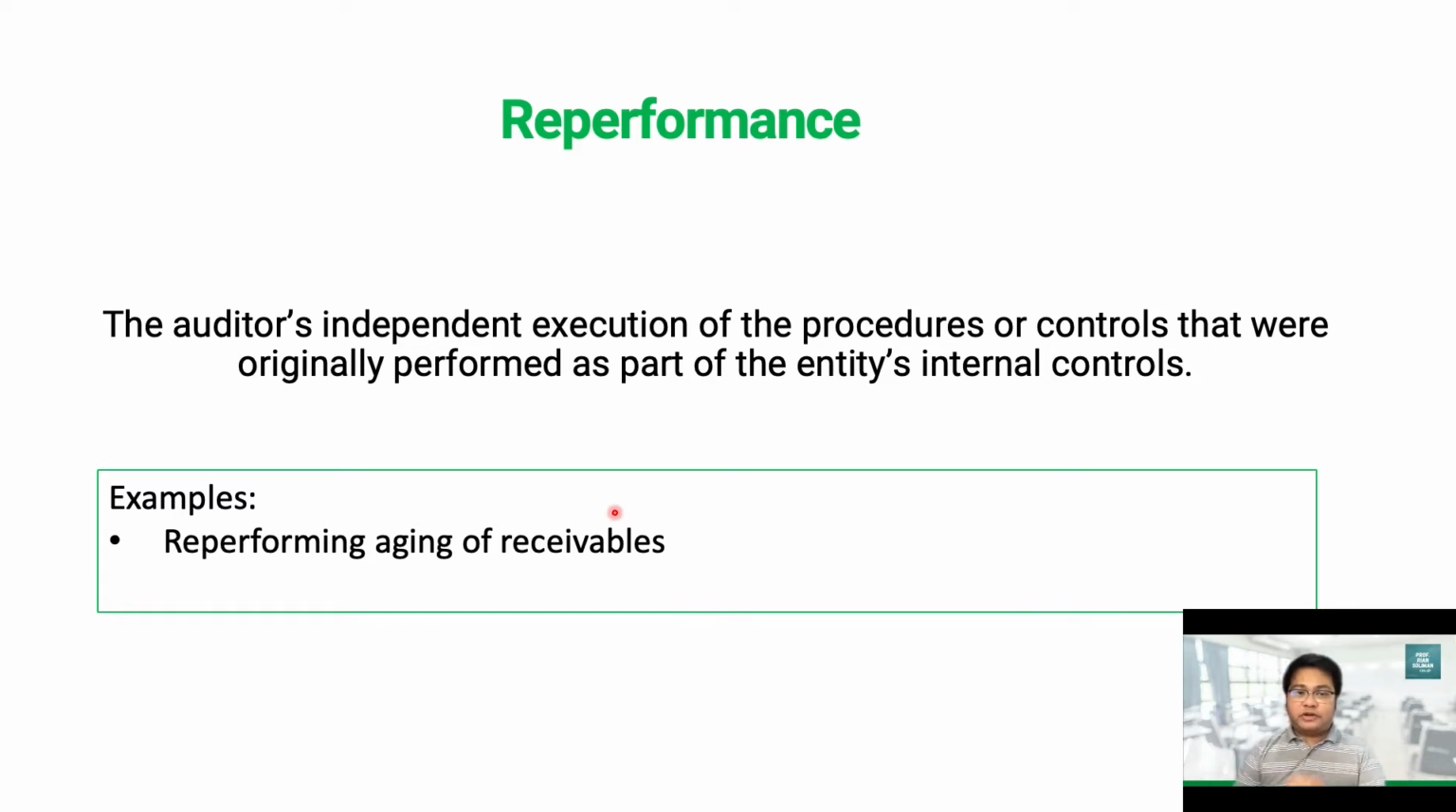Okay, so for you to check whether the client personnel correctly categorized, for example, the different invoices, you can do it yourself, to determine whether the process of the client is reliable. And when you do that, that is considered reperformance.